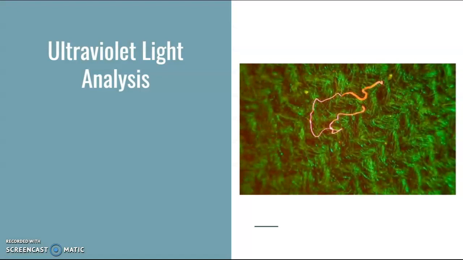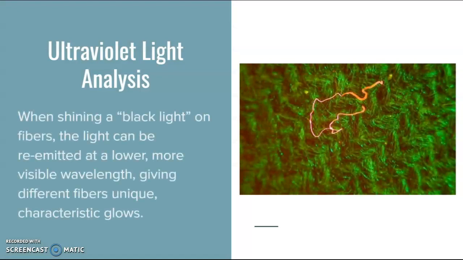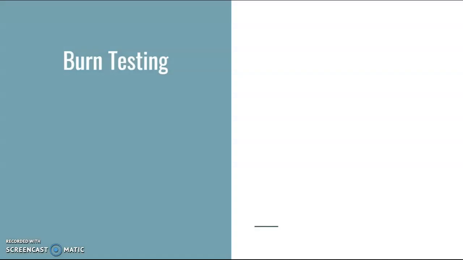Okay, so ultraviolet light analysis. When shining a black light or a UV light on fibers, the light can be re-emitted at a lower and more visible wavelength, giving different fibers unique characteristic glows. So this fiber may not have been spotted without the ultraviolet light. Okay, so now let's look at burn testing. And again, this is a type of testing that ultimately destroys the fiber.